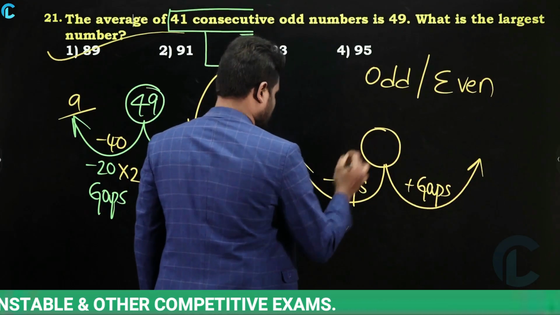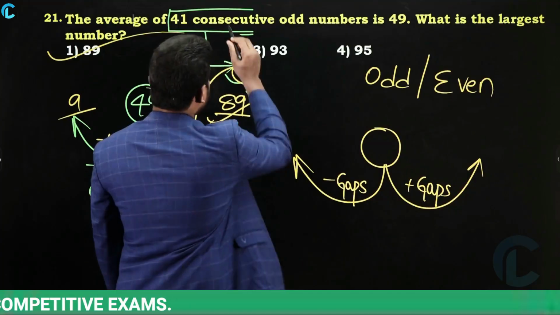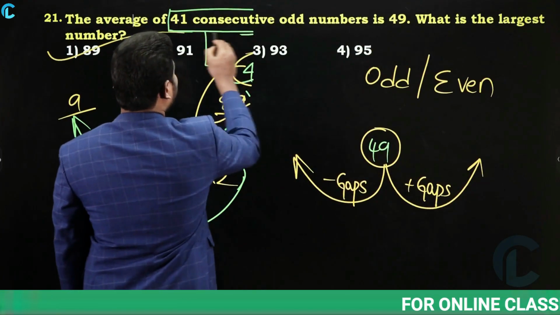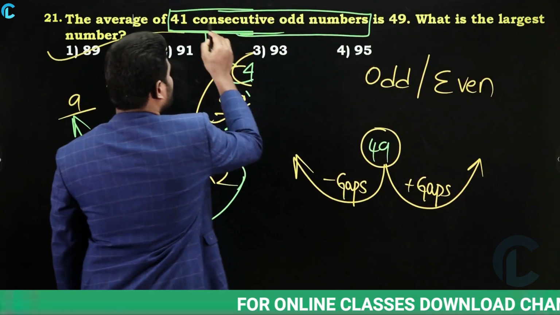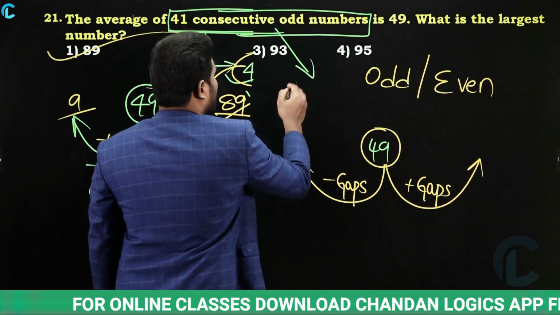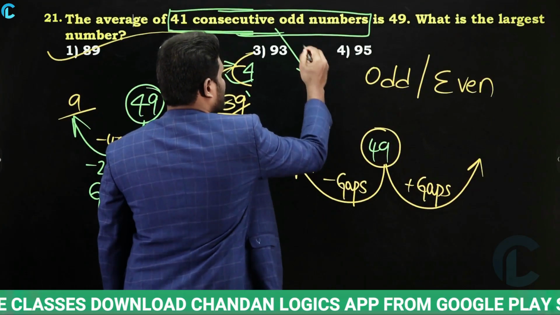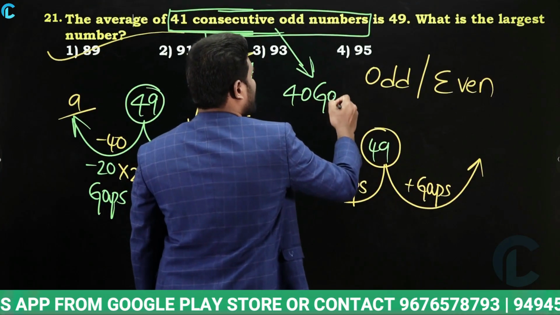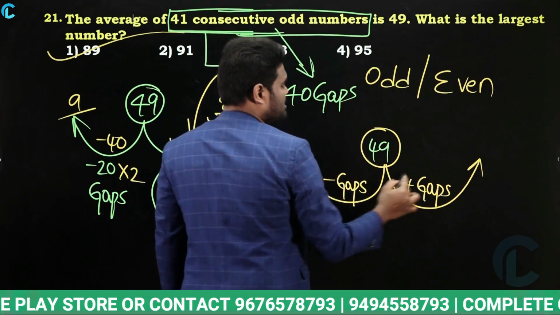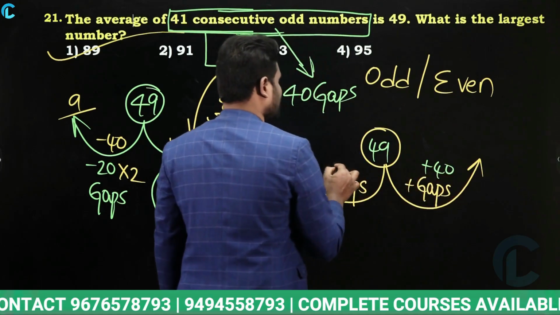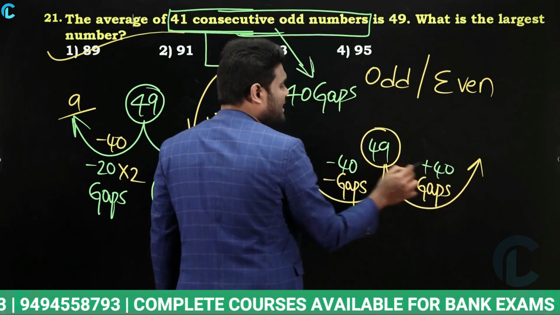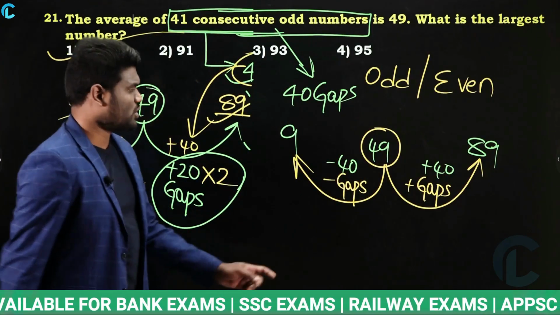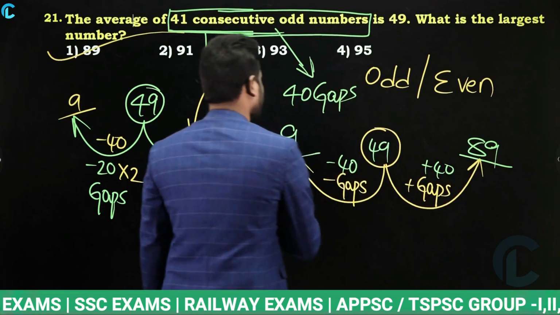Look here, what does it mean? Look carefully. What is the highest number? The average is 49. For 41 consecutive odd numbers, the gaps are going to be 40 gaps. Yes or no? 41 numbers, gaps are nothing but 40 gaps. As it is 40 gaps, this is plus 40, this is minus 40. So 49 plus 40 is going to be 89. 49 minus 40 is going to be 9. So the highest number is 89 and the lowest number is 9.